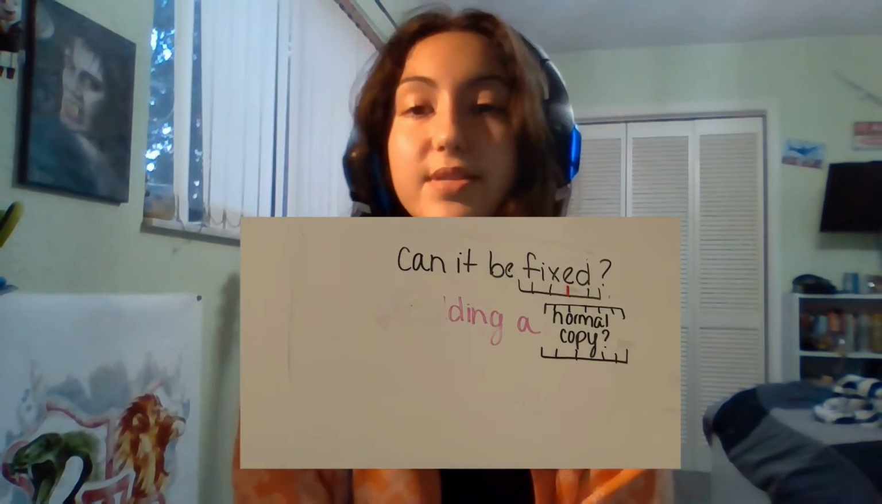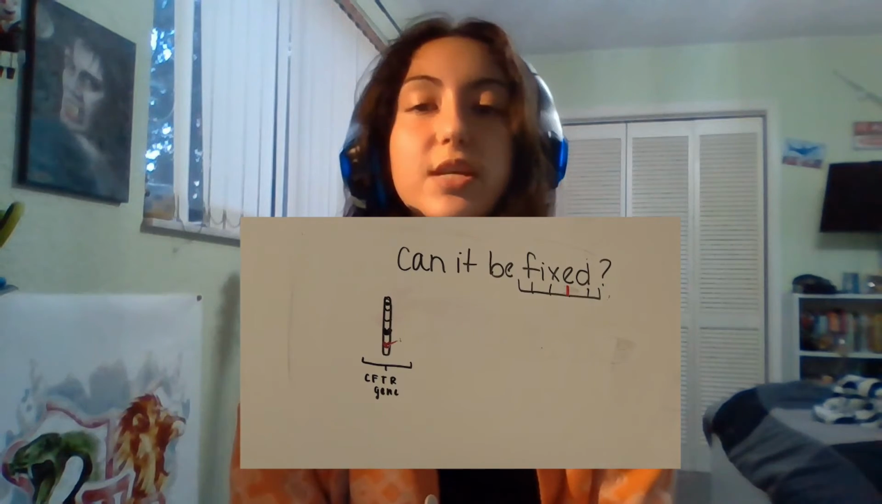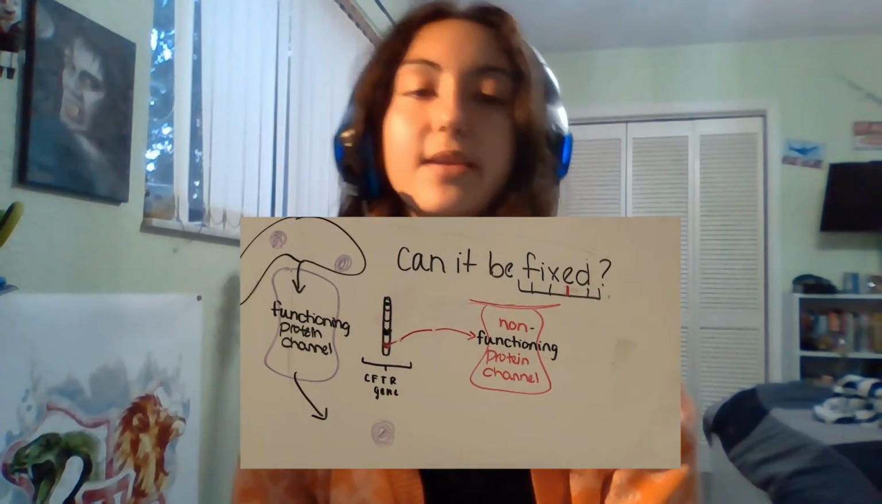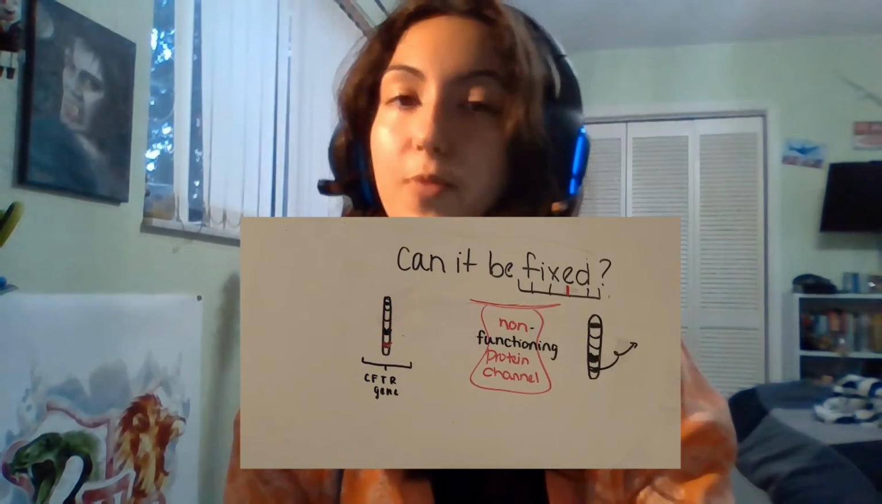Can it be fixed by adding a normal copy? The thing with this gene is the mutation codes for a non-functional protein channel, but it's not going to prevent another normal protein channel from working, meaning that adding a normal copy of the gene should fix the issue.